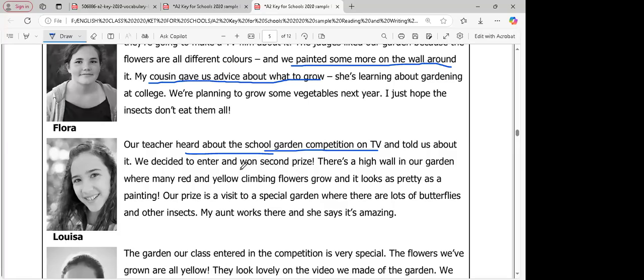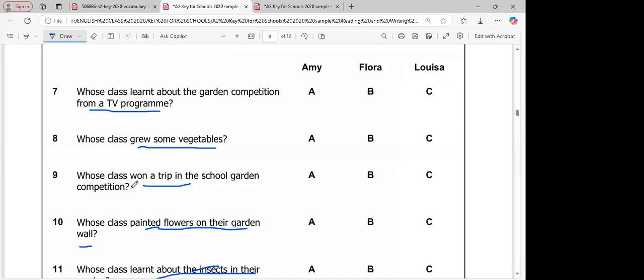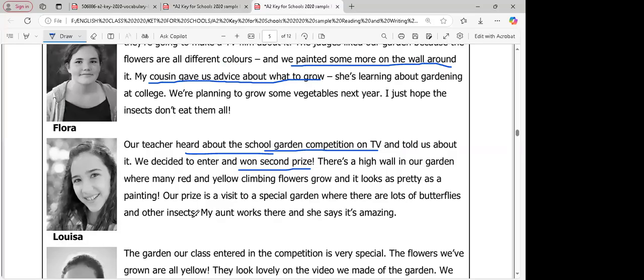Now, from this garden competition, they have won second prize, which some other question was asking who won a trip in the school garden competition. Okay, so we have to see they mention it's a second prize they won, but yet they have not mentioned whether it's a trip. But in the later part here it says our prize is a visit to a special garden, right? Okay, so these two are matching.